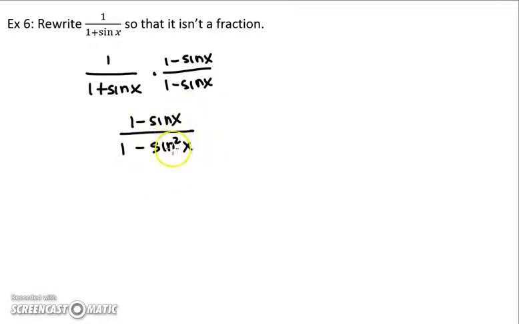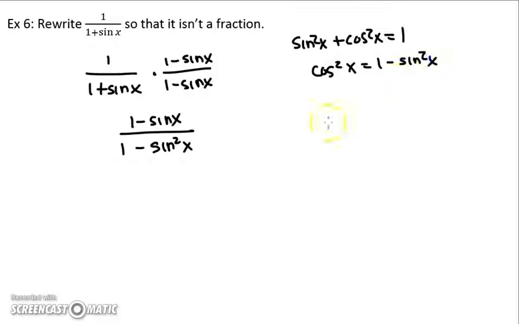I see a square, so that means Pythagoras is probably around here. We start out with sine squared of x plus cosine squared of x equals 1. I have a 1 minus sine squared of x, so I know that cosine squared of x is equal to 1 minus sine squared of x. So I can rewrite this as 1 minus sine of x over cosine squared of x.